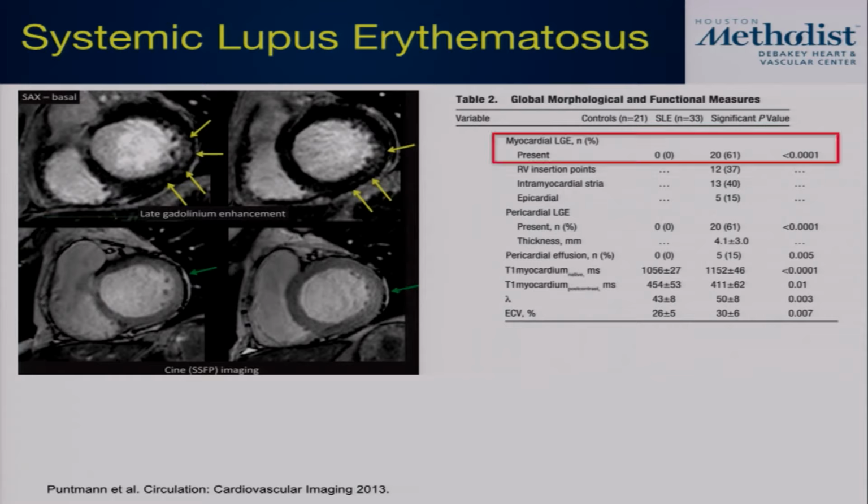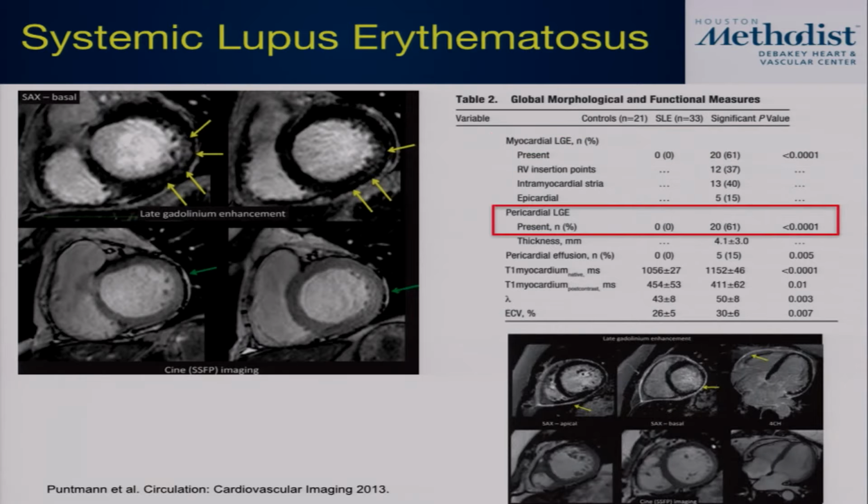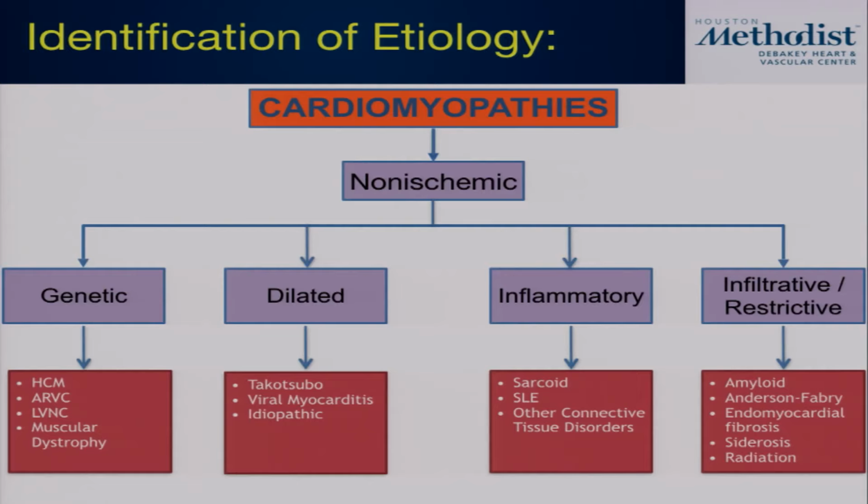They also found, interestingly, that pericardial hyperenhancement was present in a reasonable number of these patients as well, as is shown in the bottom image on the right-hand side here. And so these are some of the findings that you would think about if you're looking for cardiac involvement in patients with known systemic lupus.